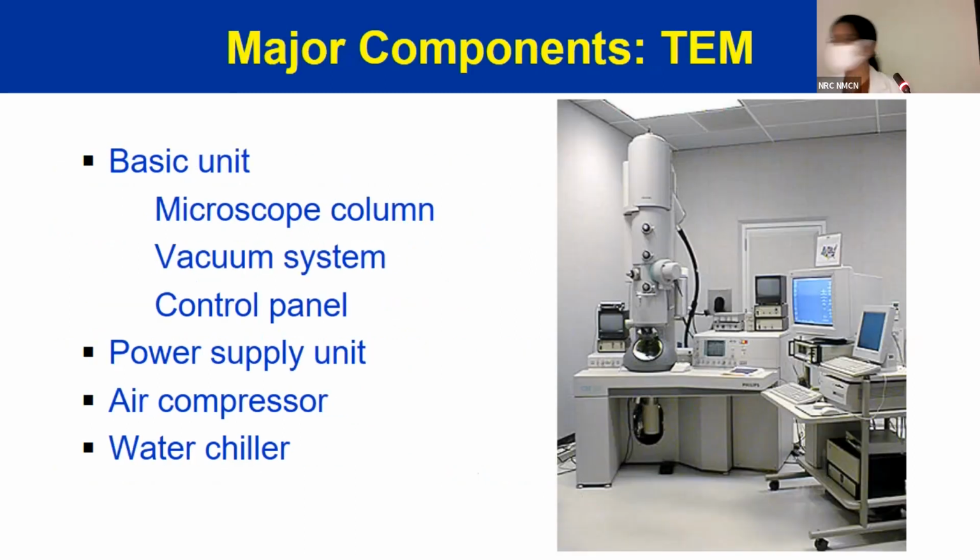So when we look at the transmission electron microscope, these are the components. This is a microscope column. Surrounding it you have a large vacuum system which is made up of different pressure pumps which maintain the vacuum, and then you have the control panel. There is a power supply unit which is separate; at the back you have the power supply. An air compressor is also needed and a water chiller is also needed, because the electromagnetic lenses become very heated up, right? And so they have to be cooled. That is why a transmission electron microscope is a big instrument which requires a large amount of material to make it functional.